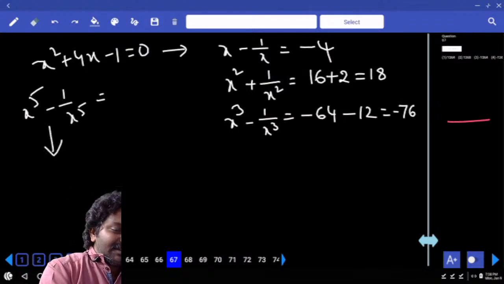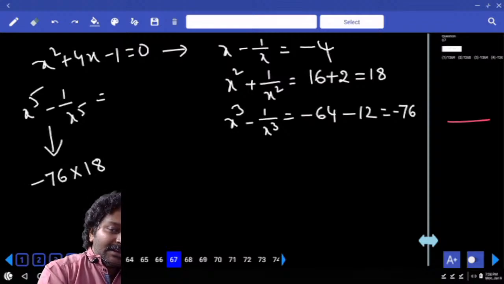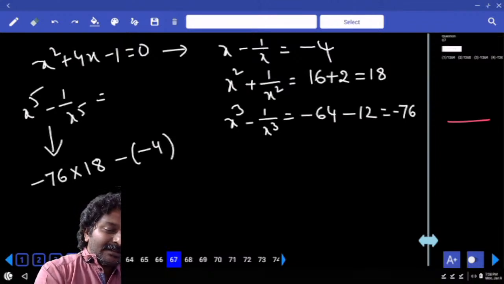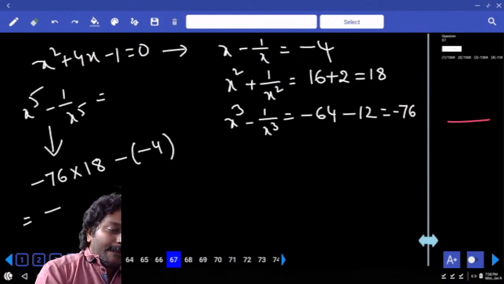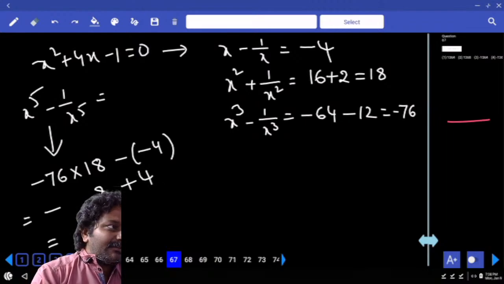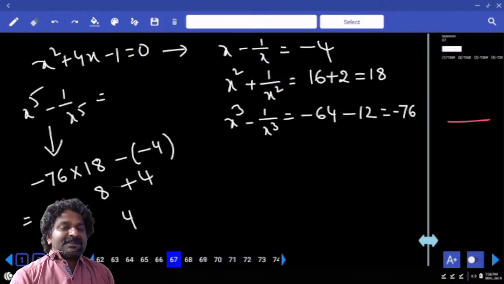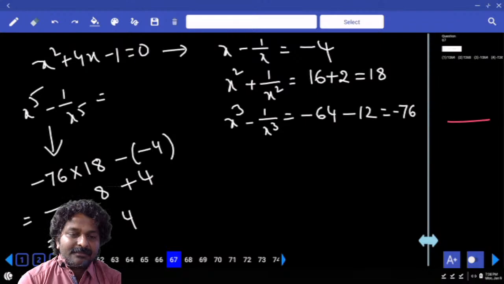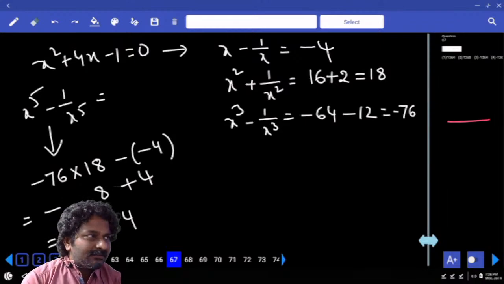So how will you get the answer for this question? Minus 76 into 18 minus 4. Minus of minus is plus. This number ends with... Minus of minus this number plus 4. Is the answer positive or negative? Negative. It should end with 4. Go to the options and verify how many there are. A negative number ending with 4, how many are there? Only one.